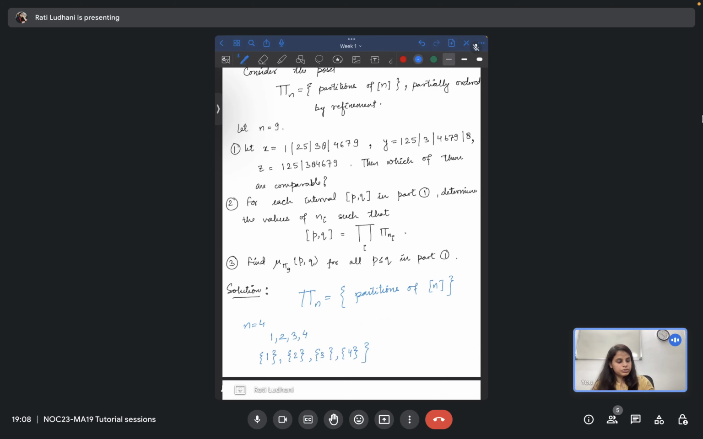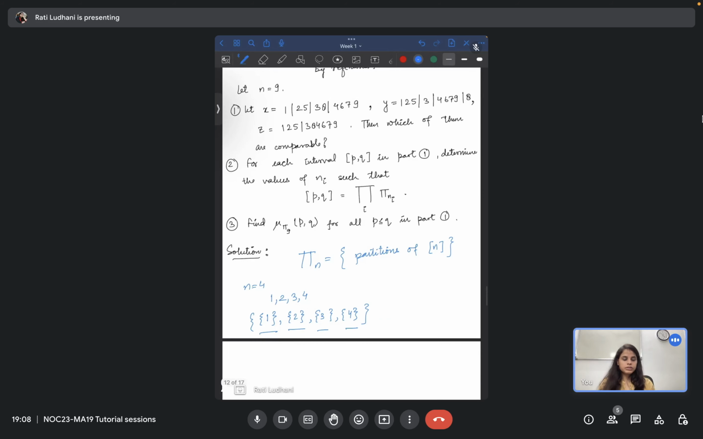Partition means you divide the set into some number of parts, and the union should be the whole set. And those parts should be disjoint. So that is the partition. So a partition of n means the union of, for example, U_i, i equal to 1 to any k, and these should be disjoint. This is a notation for disjoint, maybe like this, or just a square kind of thing.